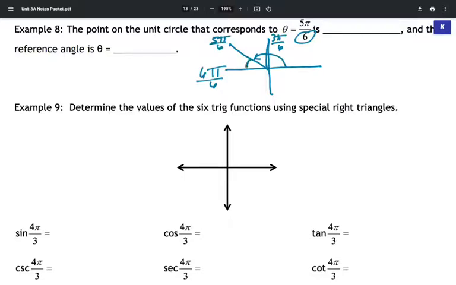So this reference angle that's right here would be 6 pi over 6 minus 5 pi over 6, which happens to be pi over 6. So I know my reference angle is pi over 6. And now they want me to figure out the ordered pair that would match this on the unit circle. So remembering, on your unit circle, the ordered pair x, y, the x value is your cosine and your y value is your sine.